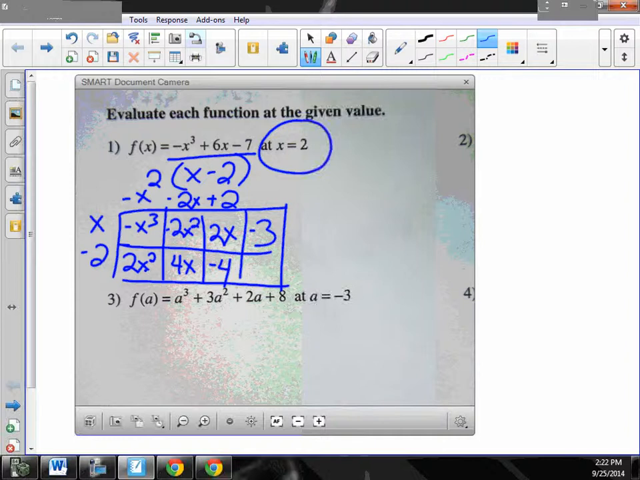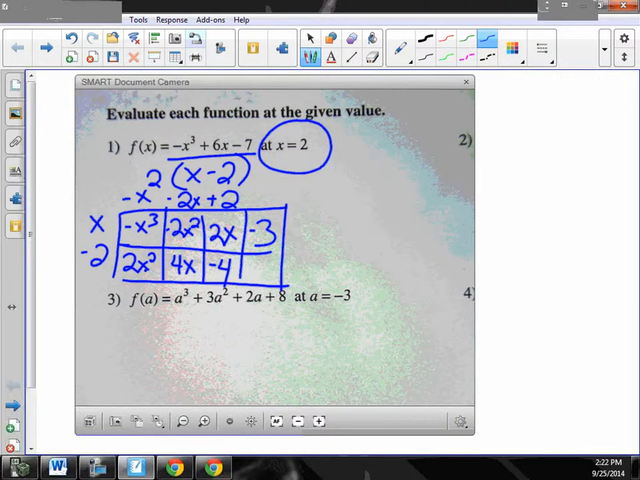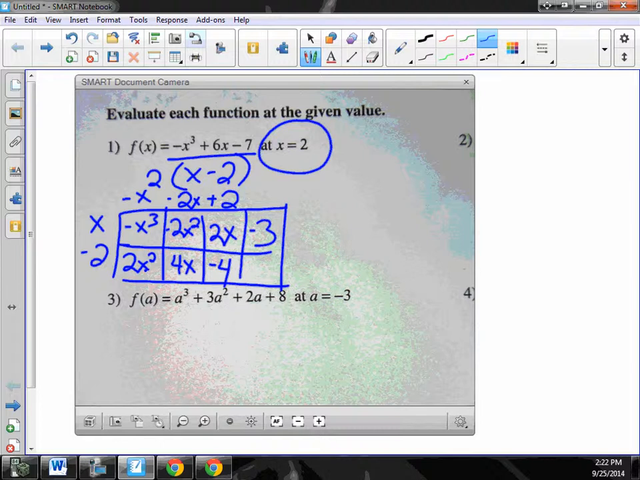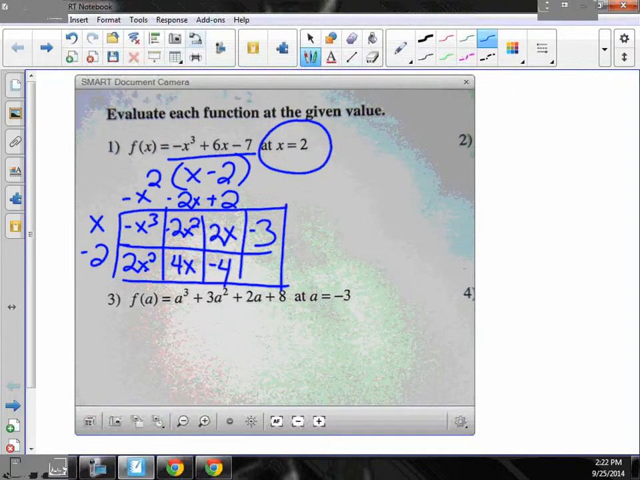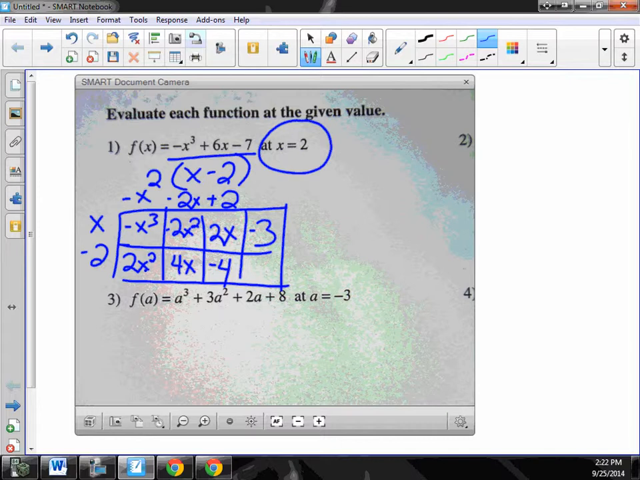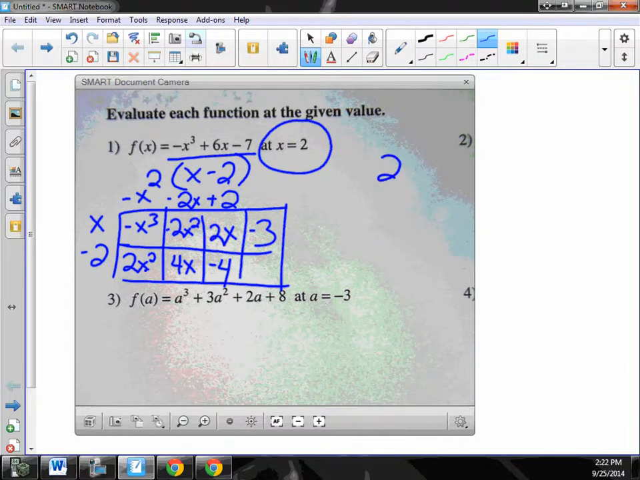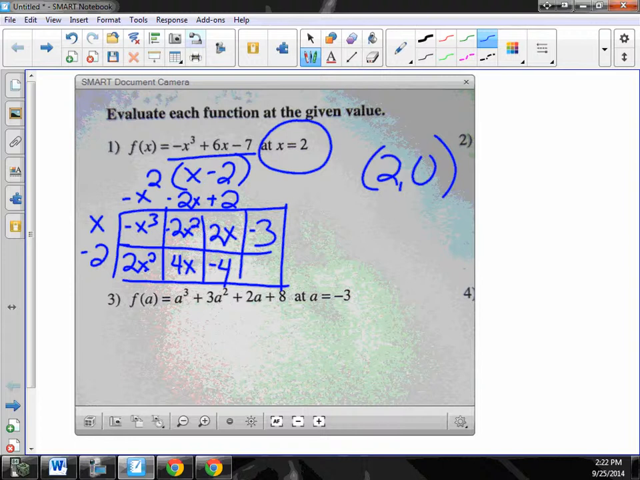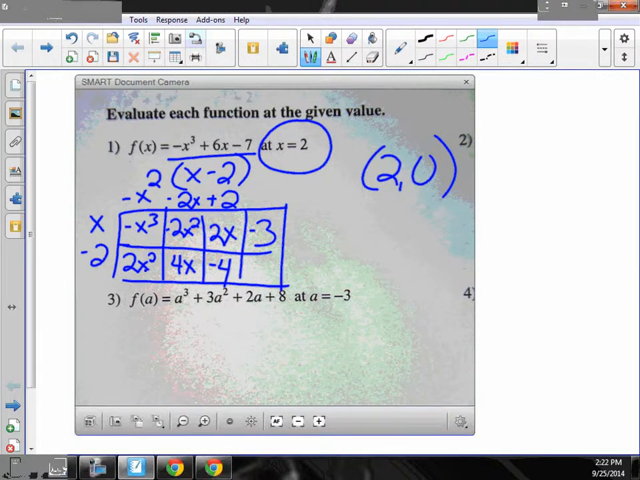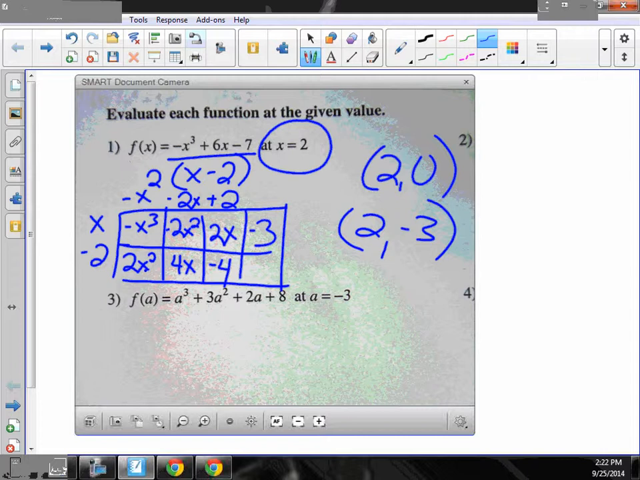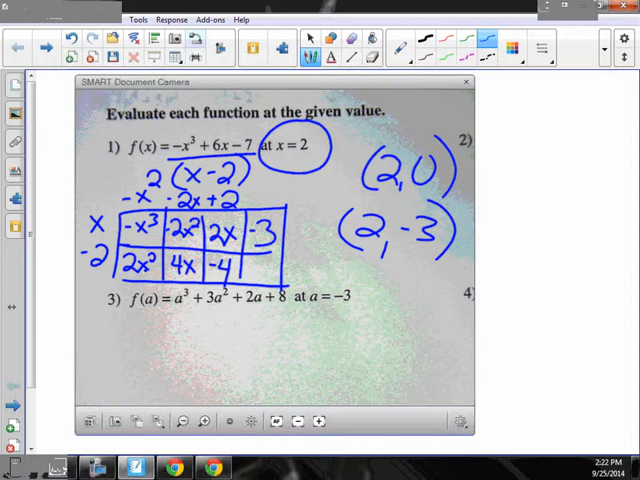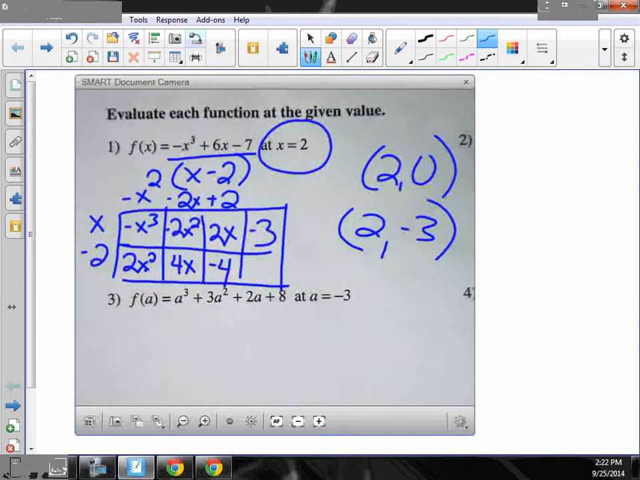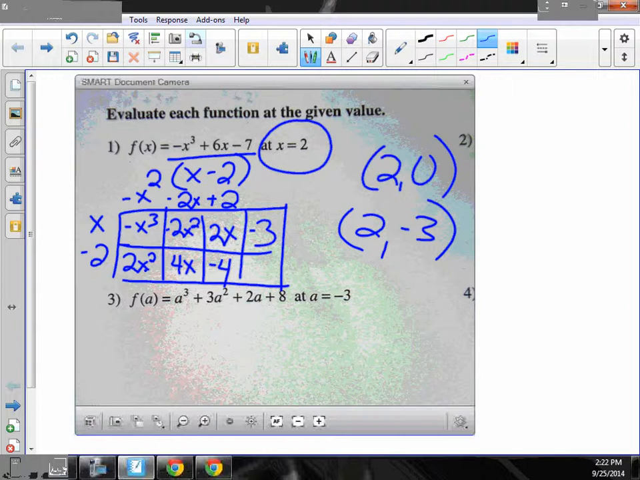So, does the graph cross the x-axis at x equals 2? No, because I had a remainder. Well, guess what? If it would have touched, what would my remainder have been? 0. And that corresponds to the point 2 comma 0, right? So the point is actually 2, negative 3. Now, that's the long way, right? But we're just practicing division and understanding how division fits into this whole setup.